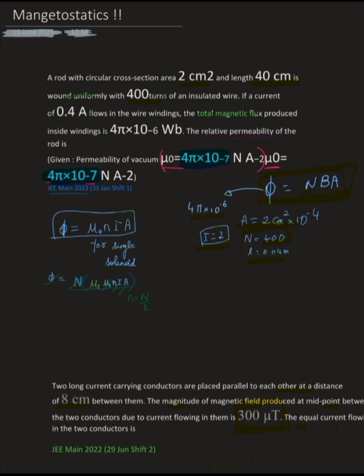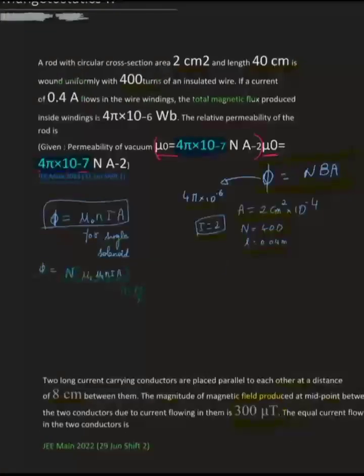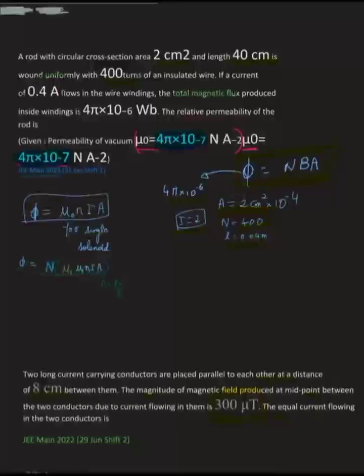So let's solve this first question. Just a basic formula. This is the formula you have learned from moving charges and magnetism, as well as in the EMI chapter. Flux is nothing but number of turns into magnetic field into area.